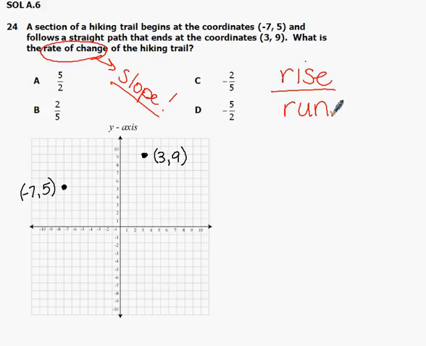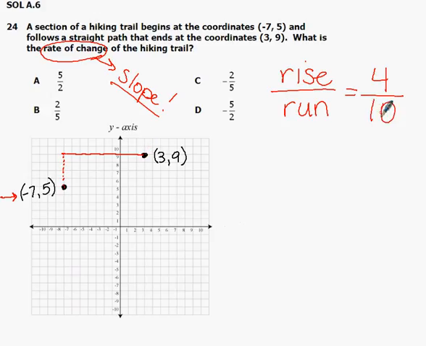So if we start at the first point, -7, 5, and count up, we move up 1, 2, 3, 4. That's how far we rise. So that's the number that's going to go in the top of our fraction. The run is how far we move over. So if we count those values, 1, 2, 3, 4, 5, 6, 7, 8, 9, 10. That number goes in the denominator.